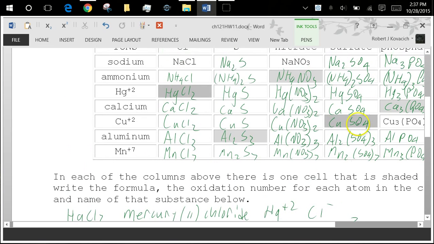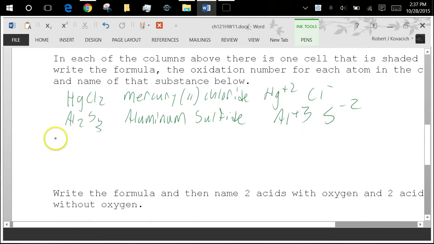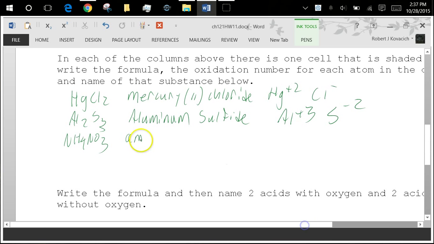So then I've got NH4NO3. So it's just 2 polyatomic ions, so I just say their names. So I've got double M. Ammonium nitrate.